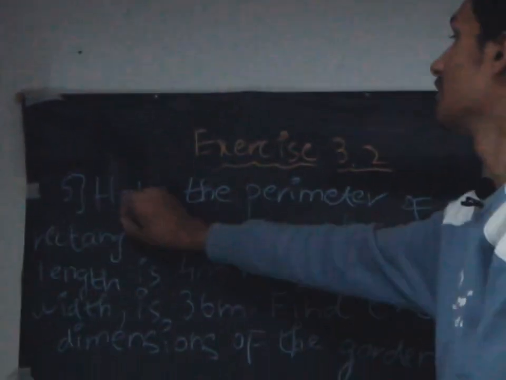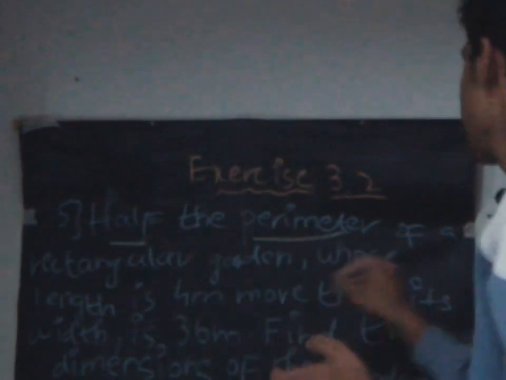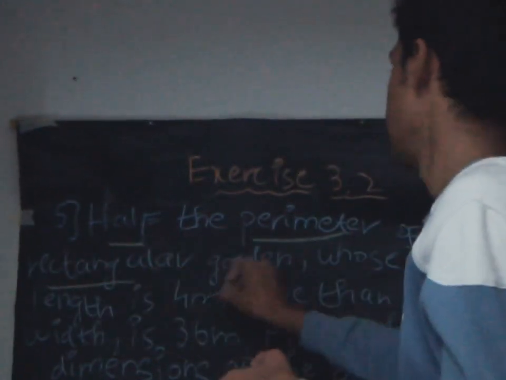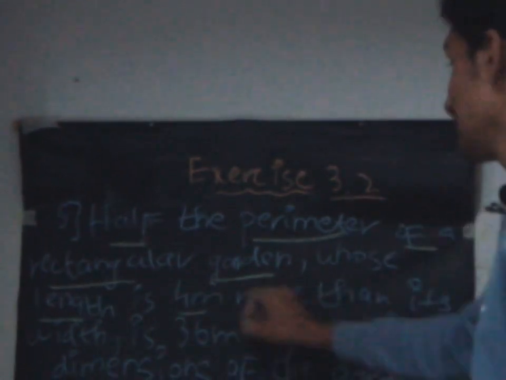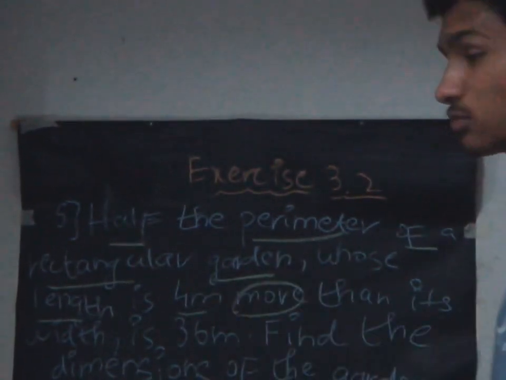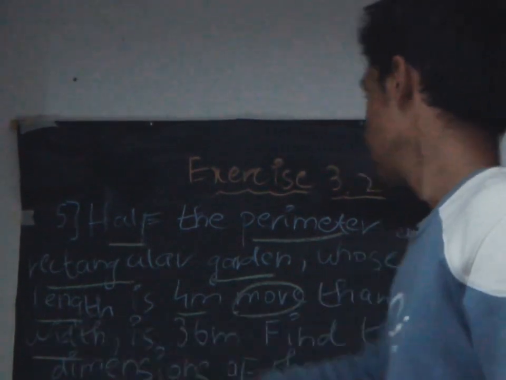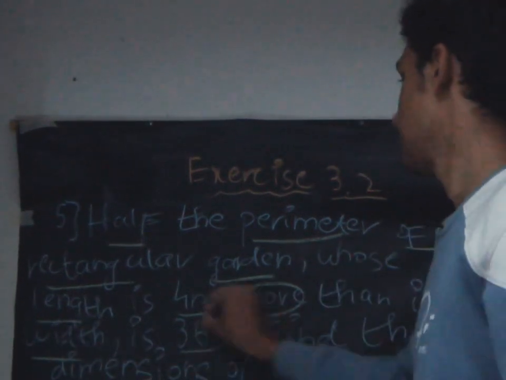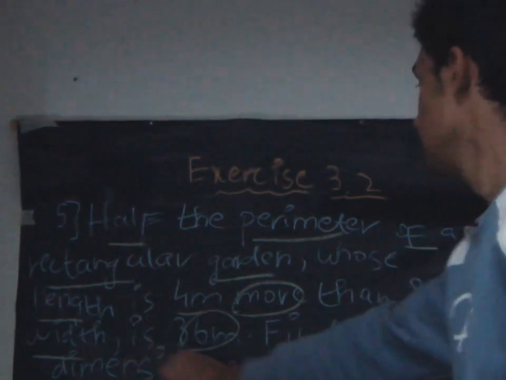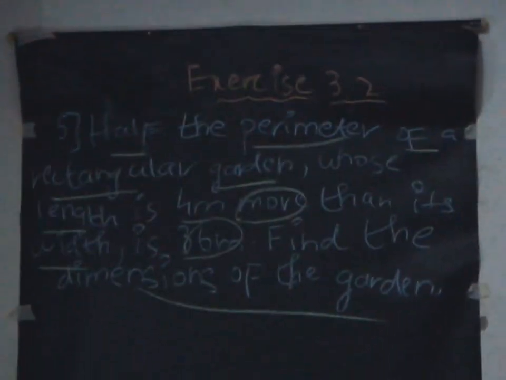The perimeter is given, please keep that in mind. The perimeter of a rectangular garden whose length is 4 meters more than its width, width meaning the width itself, is 36 meters. Find the dimensions of the garden. This much they have given in the main question.